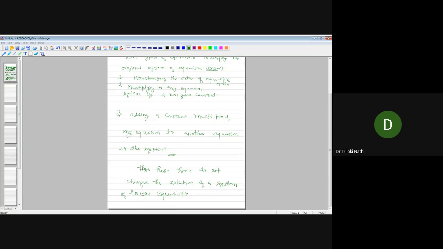So in matrix theory, you may encounter, or you might have encountered, that these three operations are used to simplify the system of linear equations. Okay. So let us see another example of whether a given vector is a linear combination of given vectors or not. So let's go to the second page.